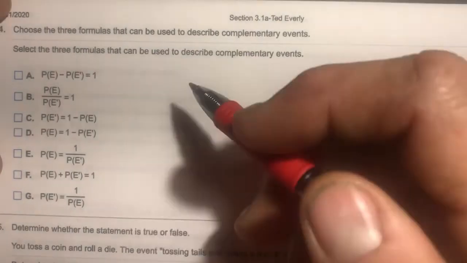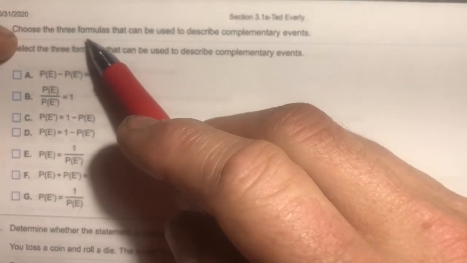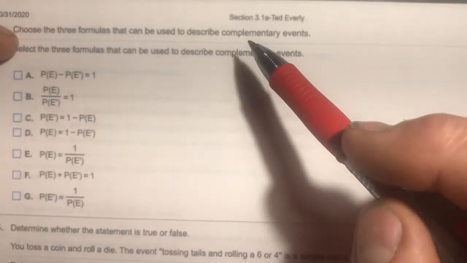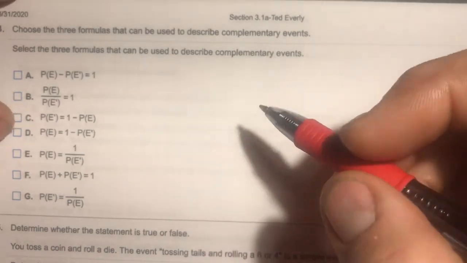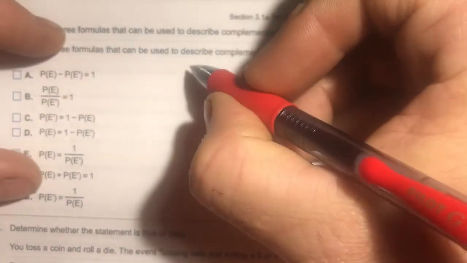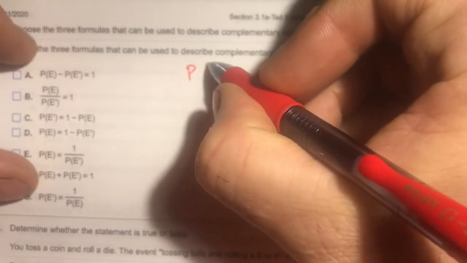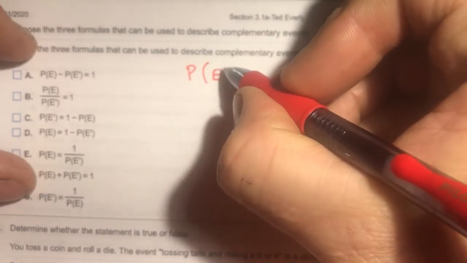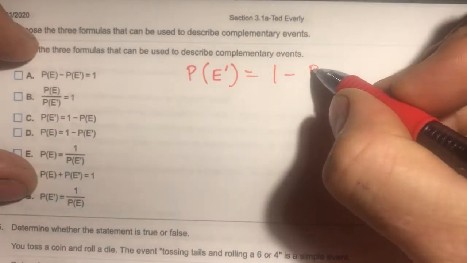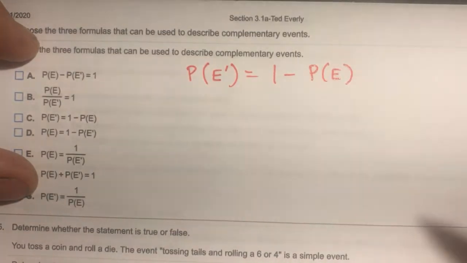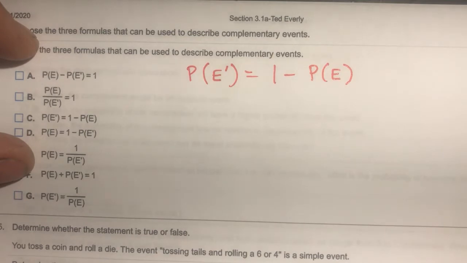Okay, number 4. Choose the 3 formulas that can be used to describe complementary events. Select the 3 formulas. All right, now remember now, the probability of a complement is going to be 1 minus the probability of that event. Okay? Like we had a minute ago.